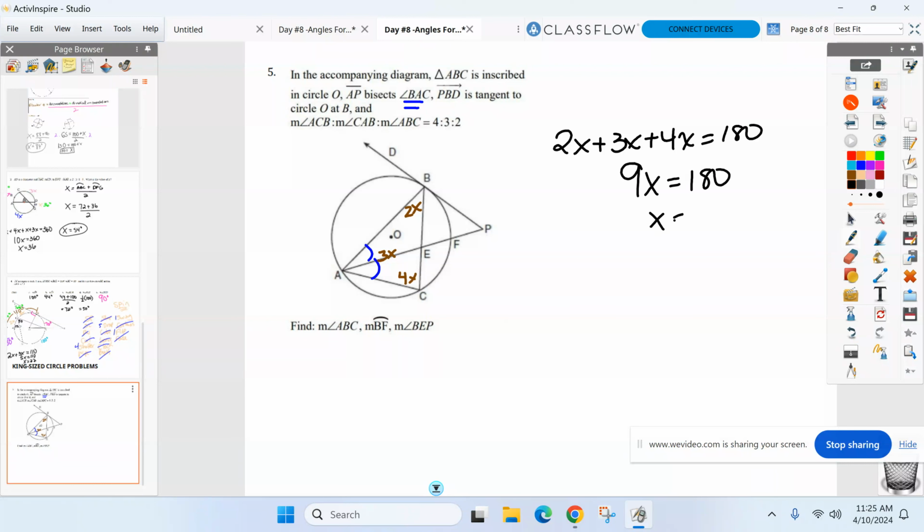So we're getting x equals 20. Go ahead, substitute it back in and find those angle measures, because the angle measures are going to help us get the arc measures. Angle B, everyone should have 40 degrees. Angle C, everyone should have 80. And then angle BAC is 60, but it's getting bisected, so I'm going to put 30, 30.